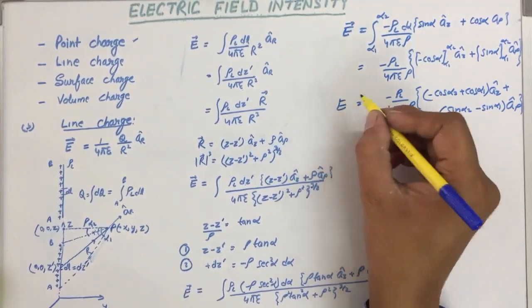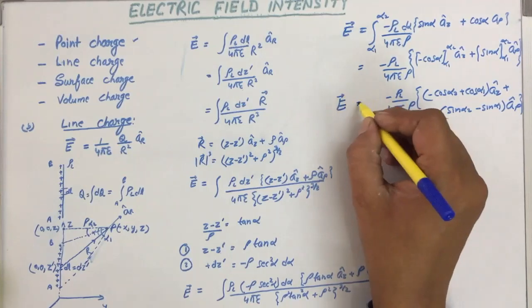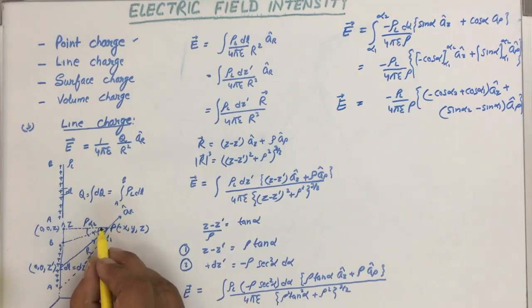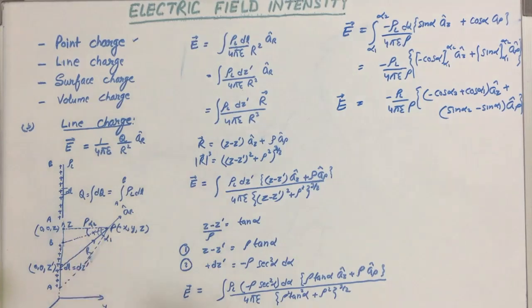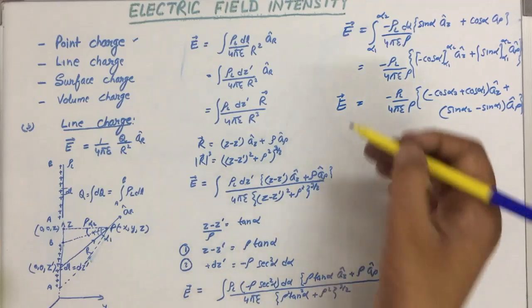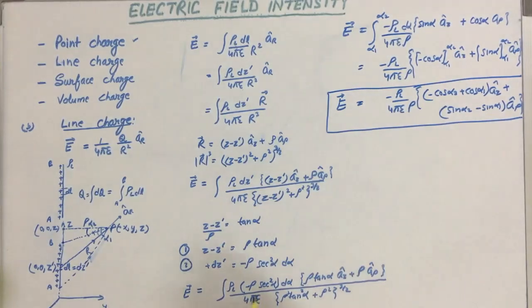This is the final statement regarding the electric field intensity due to this line charge that varies from alpha 1 to alpha 2, where alpha 1 and alpha 2 are the angles made by the perpendicular to the ends of the line charge. So this is the final statement regarding the electric field intensity for line charge AB.